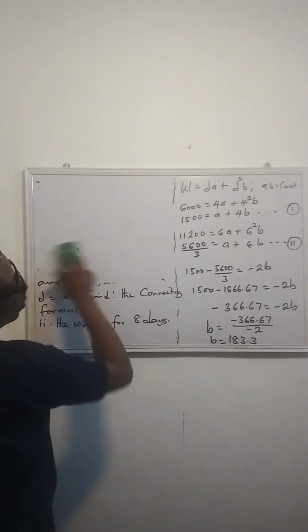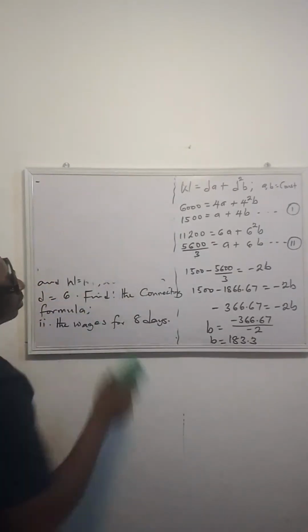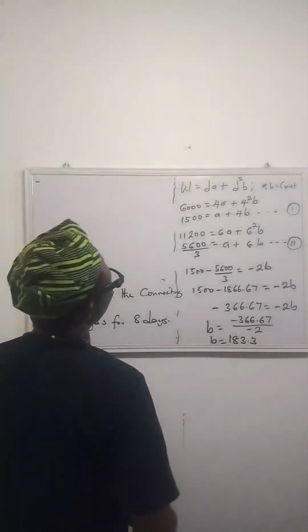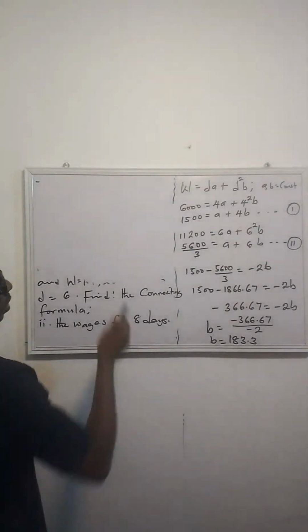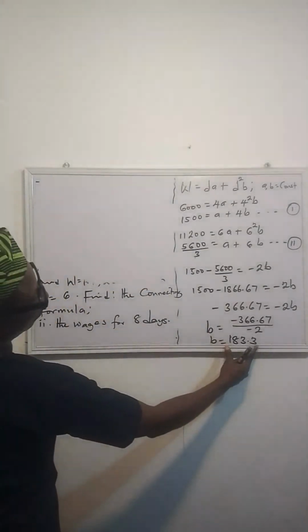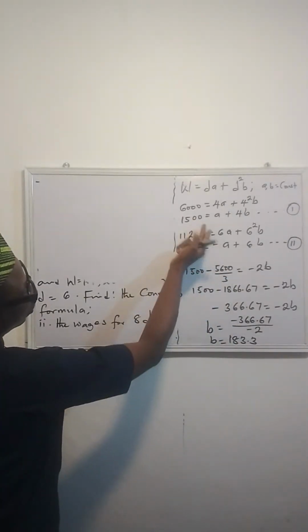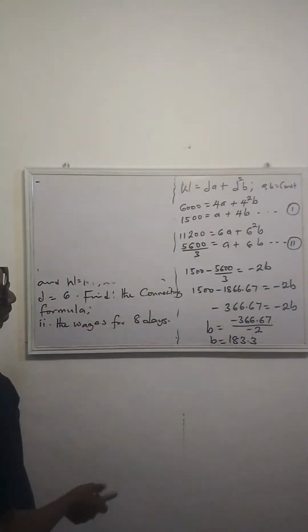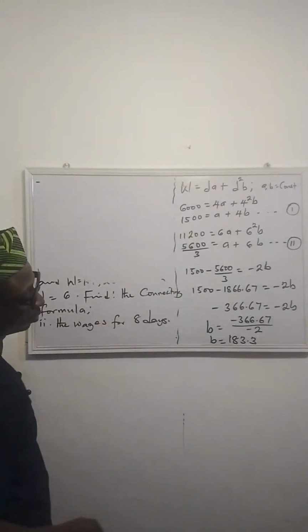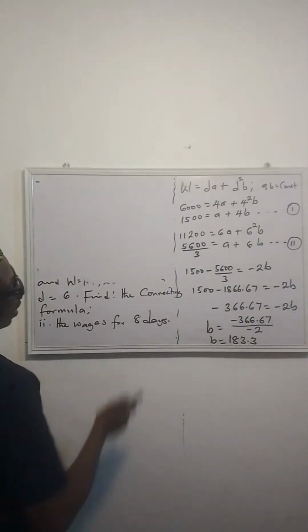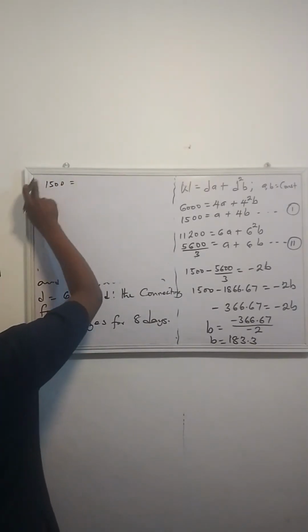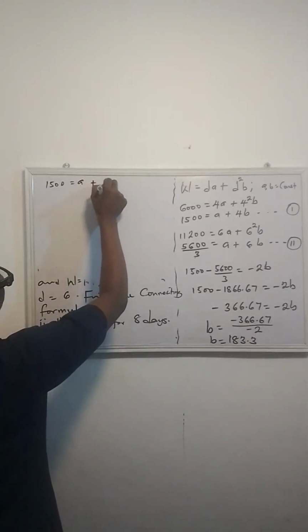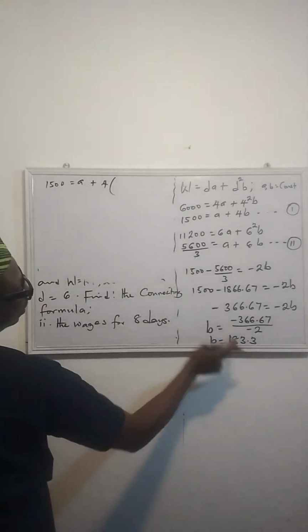Okay, so what's going to be constant A? Now let's plug in this value into any of the equations, either equation 1 or equation 2. I think it's better we substitute into equation 1. So we have 1500 equals A plus 4 times B.